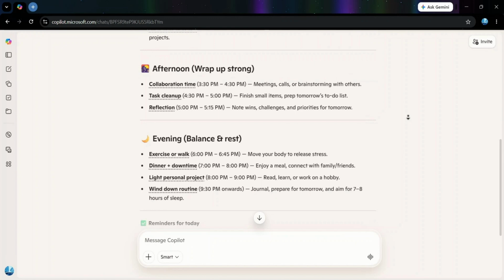By setting clear boundaries for work, administrative tasks, and essential breaks, you can smoothly navigate a demanding day without burning out. It takes the guesswork out of planning, allowing you to focus entirely on execution.